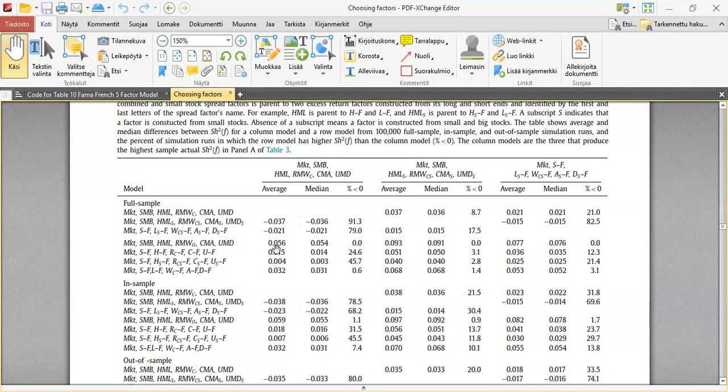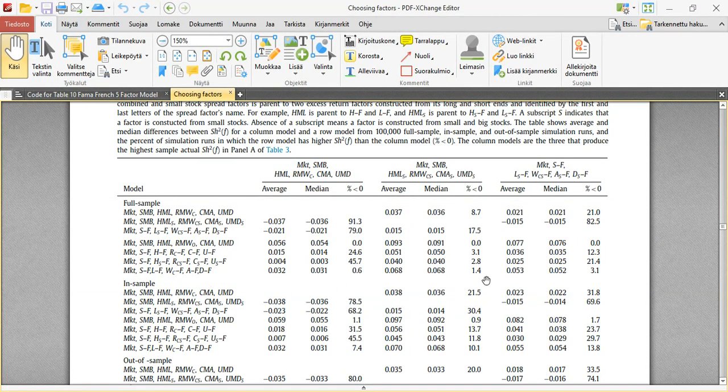What we also see is that this model, the 6-factor model using operating profitability, has in 0% of these 100,000 simulations a higher Sharpe ratio than this model. So this tells us something about the significance, right? Because in 100% of all simulations, the column model here outperforms this row model. This is what this number tells us.